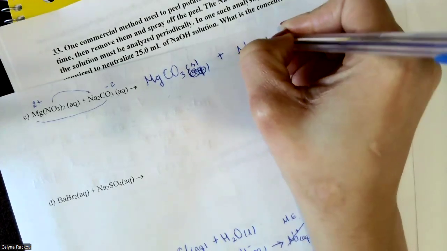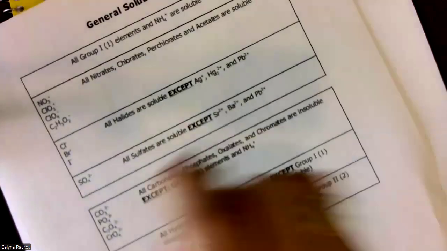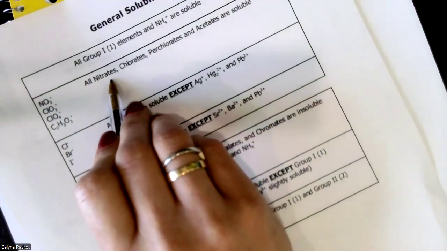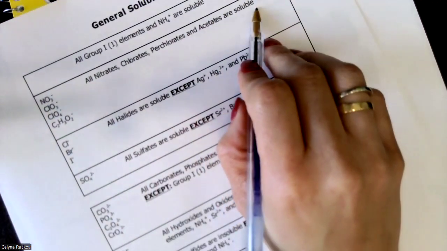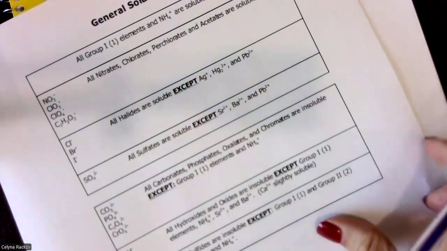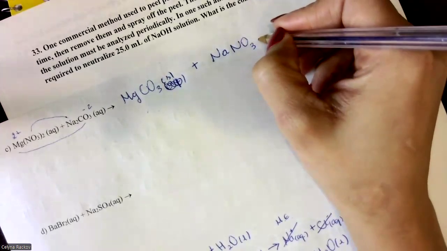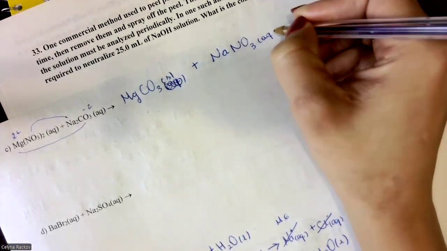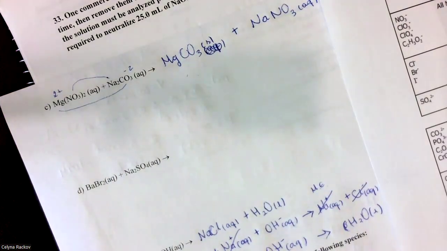Sodium nitrate, right? What does it say about sodium nitrate? All nitrates are what? Soluble. That means sodium nitrate is soluble. If it's soluble, it will be aqueous.